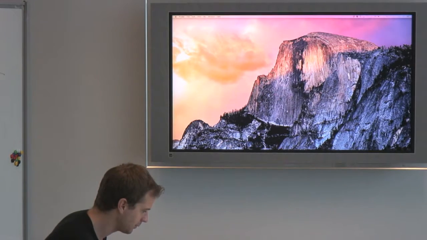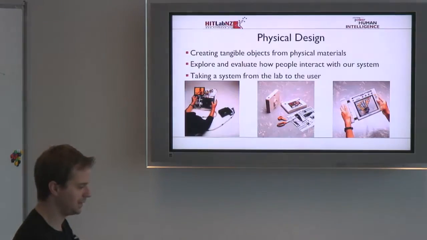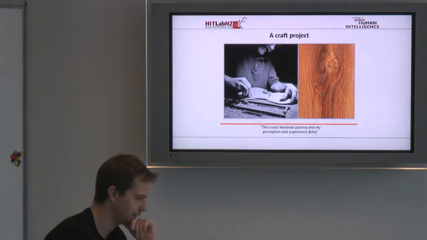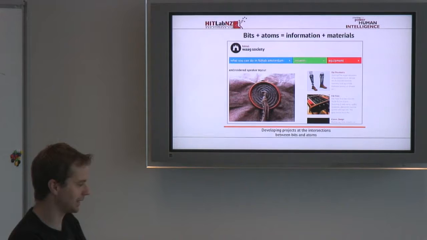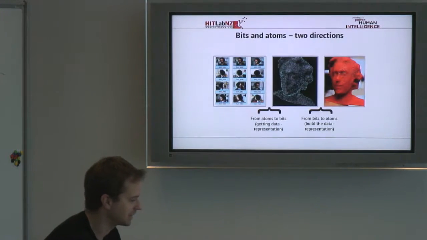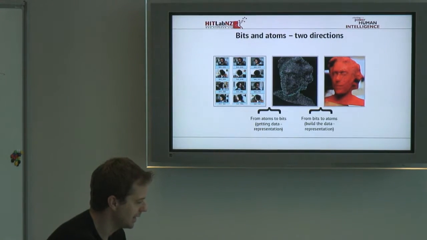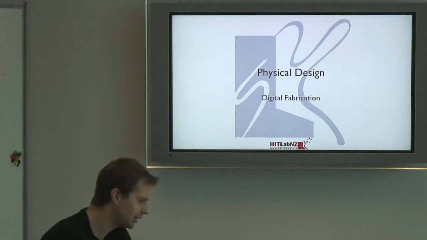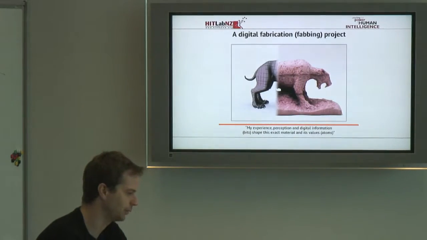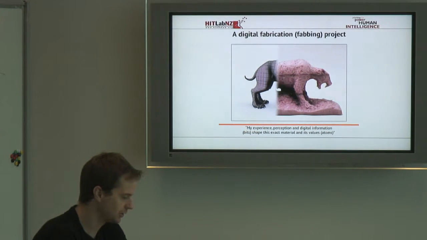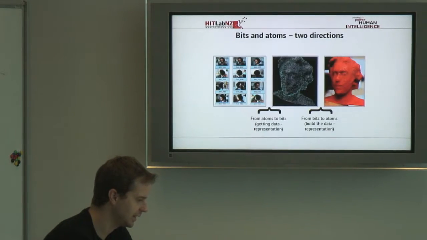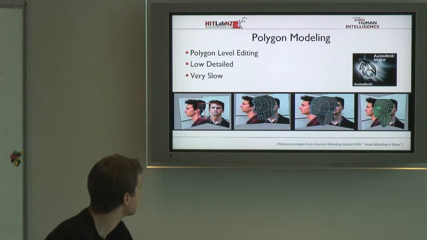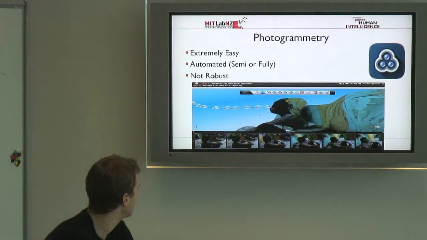All right, welcome to the final lecture for MHIT 3. So we're just going to cover off the last few bits and pieces of physical design today. On Tuesday we looked at what physical design means, the whole concept of bits and atoms and transitioning from one to the other. We looked at how we can go from atoms to bits with some polygon modeling, photogrammetry.